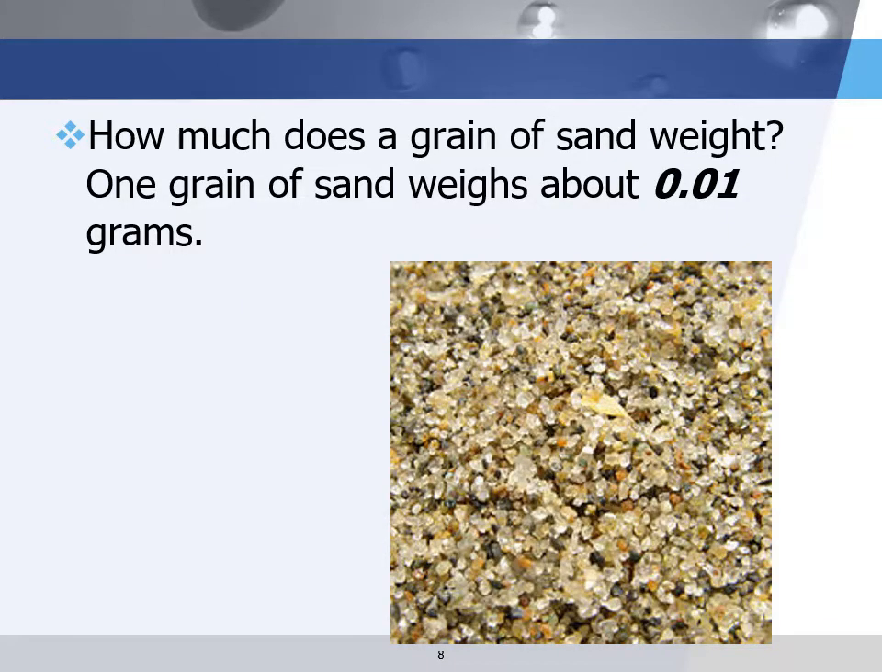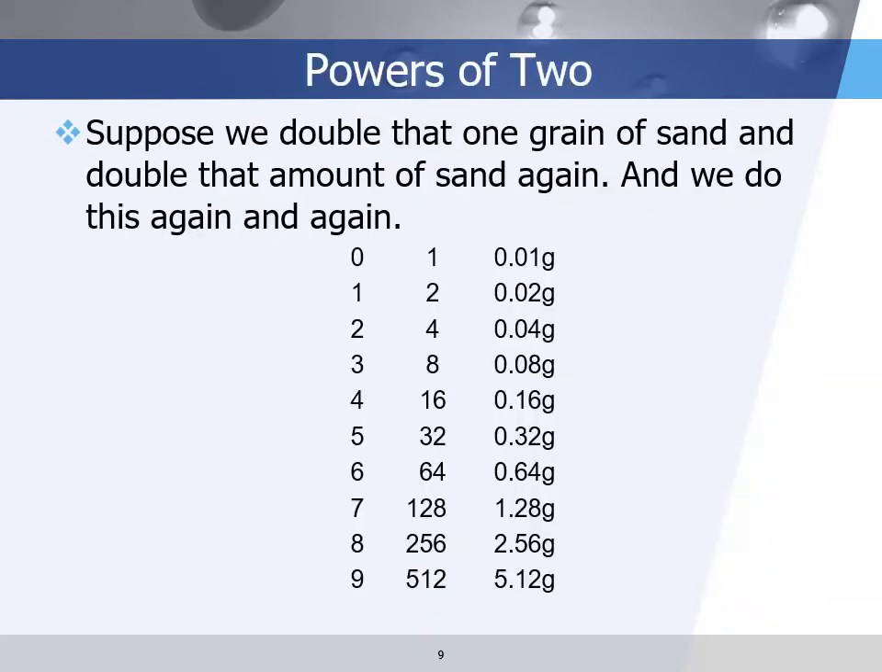For example, how much does a grain of sand weigh? One grain of sand weighs only about 0.01 grams. But if we're using binary, suppose we double the grams again and again, we can get different weights. So 1 grain of sand only weighs 0.01 gram. If we have 2 to the 9th power of grains, the weight will be 5.12 grams. It is still very light.